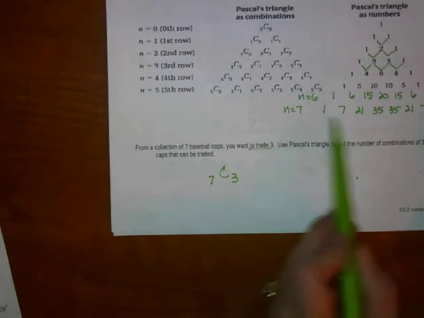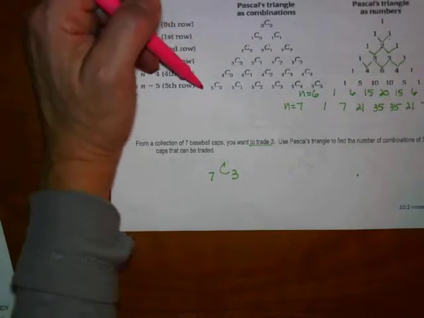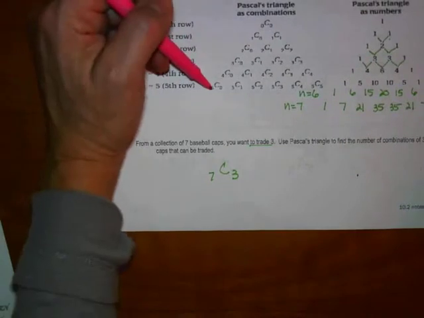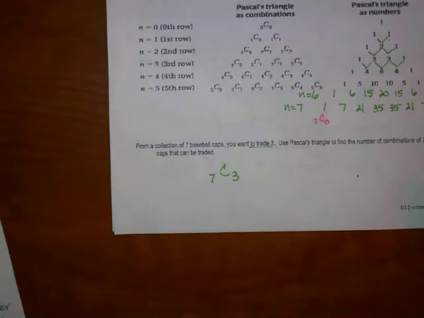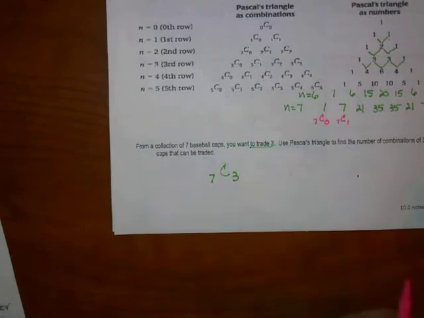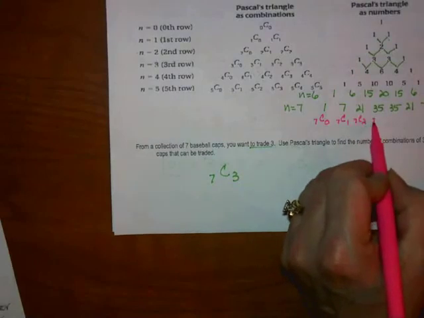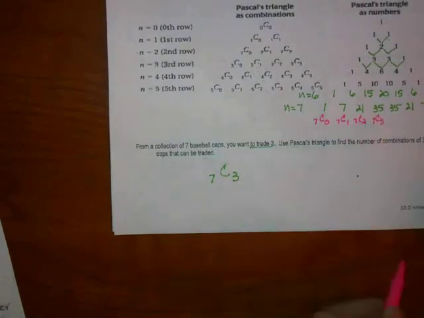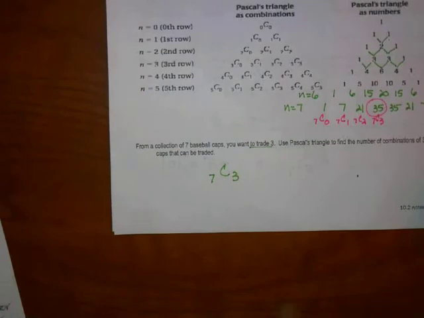So it's tempting to go to the 7th row and say, okay, I'm going to go 3 in, and my answer is 21. But you have to remember that the first spot in the triangle represents n choose 0. So here's 7 choose 0. That's not what we want. We want 7 choose 3. So then the next spot is 7 choose 1. This would be 7 choose 2, and then 7 choose 3 is here. So our answer is 35.